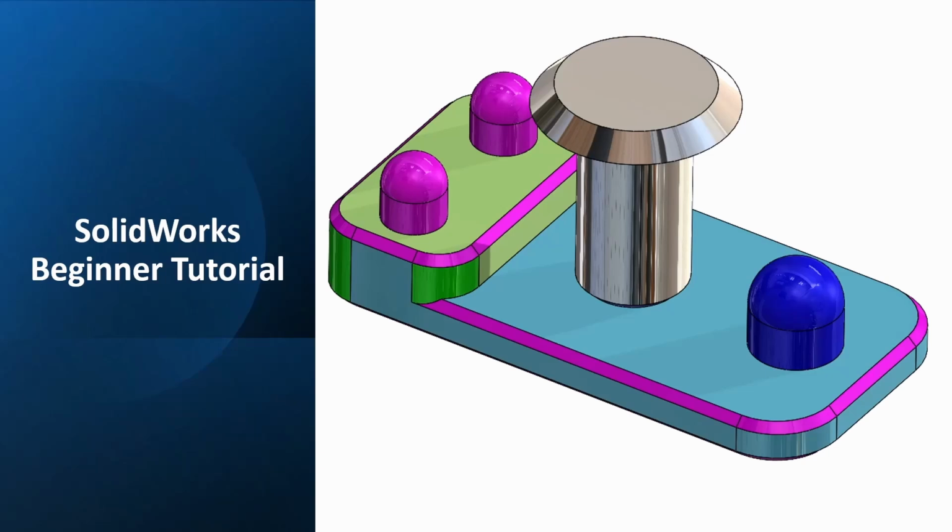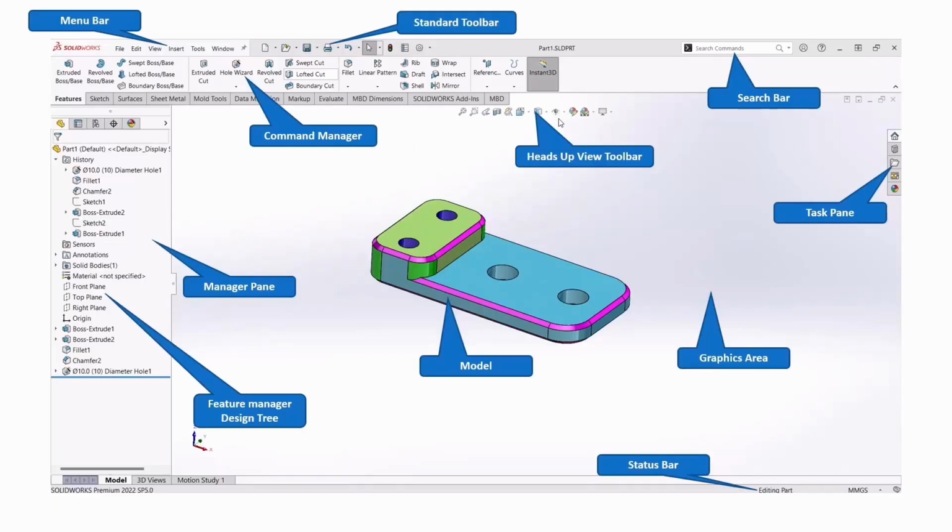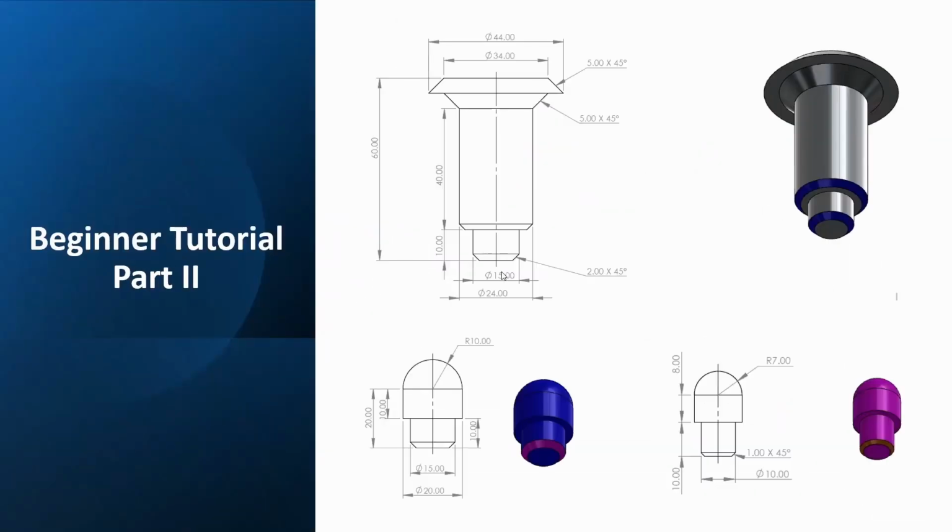In the first part, we introduced the SolidWorks interface, what each toolbar does, and we also created the part that you're looking at. After that, in the second part, we created these 3 parts, and this is the last part of the SolidWorks beginner tutorial.